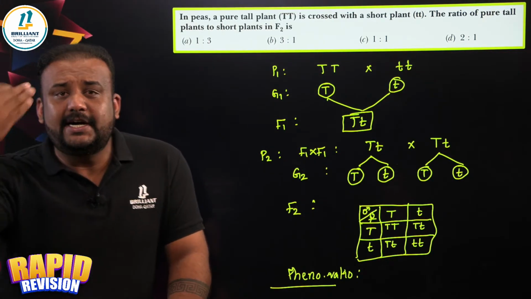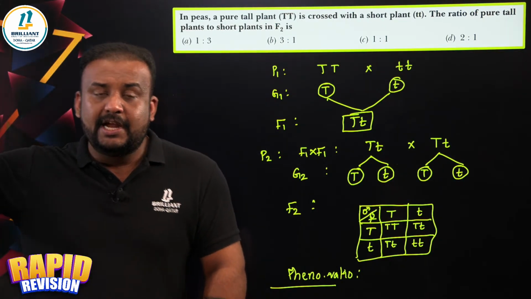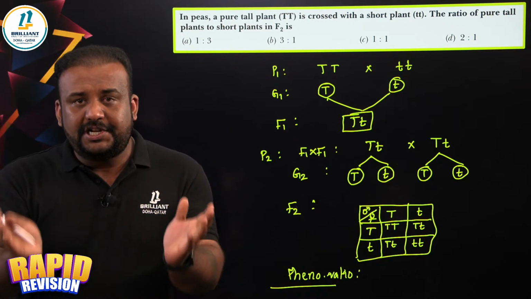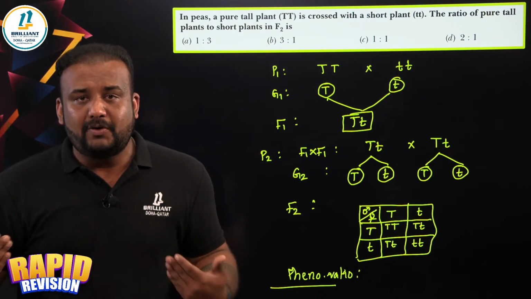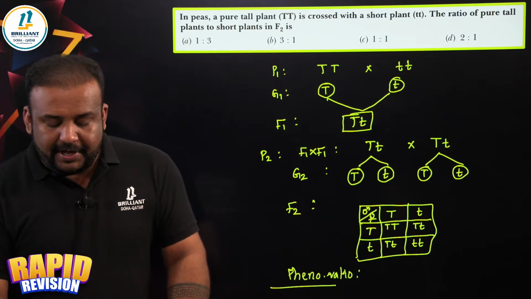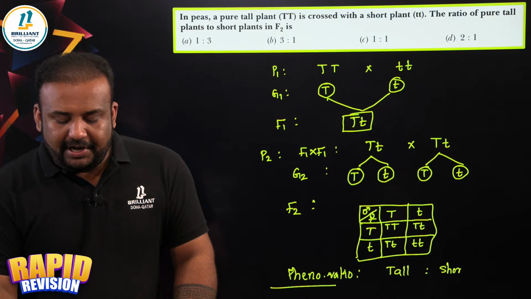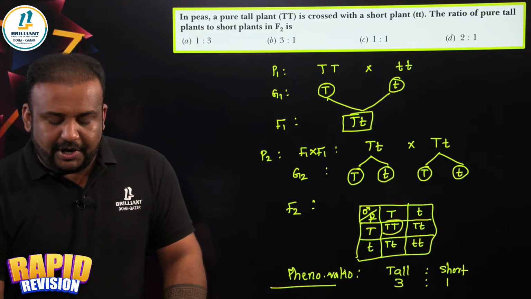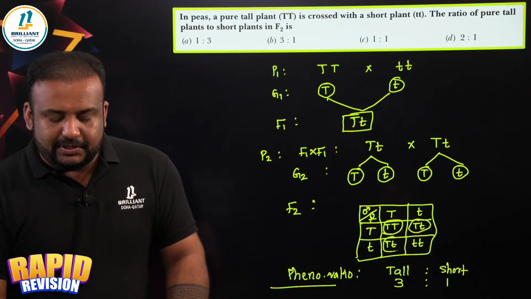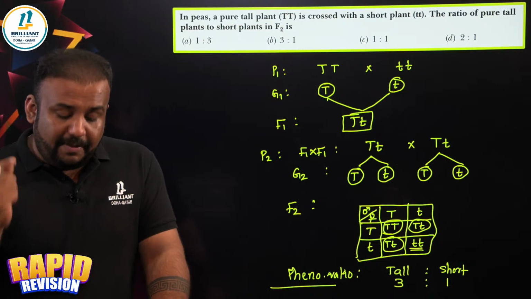Phenotype is the external appearance of an individual. For example, tallness, dwarfness, round shape. These are all things which we see from outside. So that is called phenotype. So the phenotypic ratio here is we have tall individuals as well as short individuals in the ratio 3:1, because this is going to be tall, this is going to be tall, this is going to be tall, but this is going to be short. This is the phenotypic ratio.